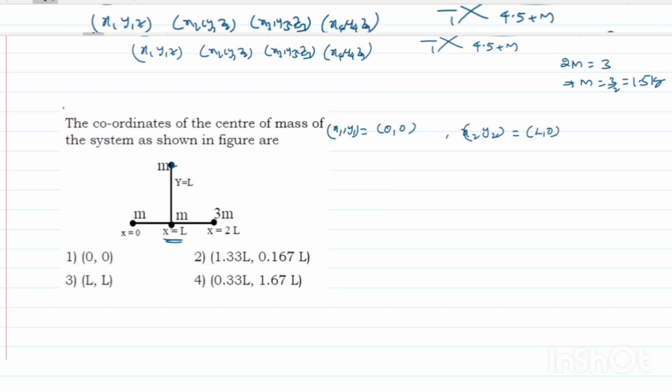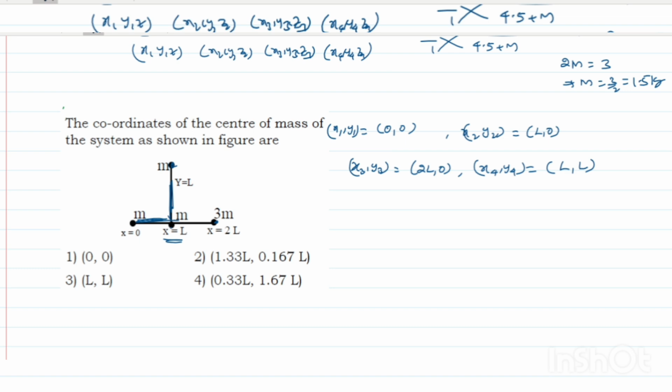And next you can take x3, y3, which is the third mass, located at 2L distance. So here you can take 2L, 0, and x4, y4 for the fourth mass, which is lying along the x-axis at L distance and along the y-axis at L distance. So here you can take L, L.